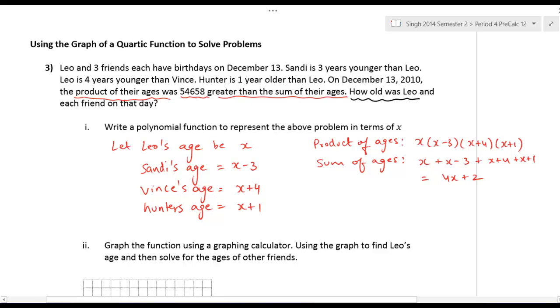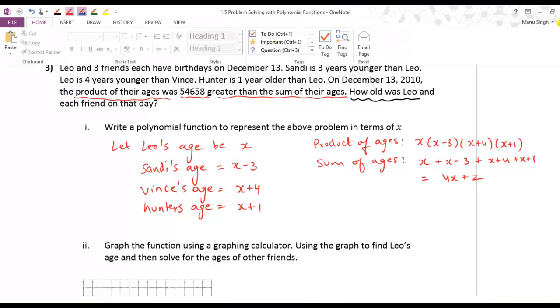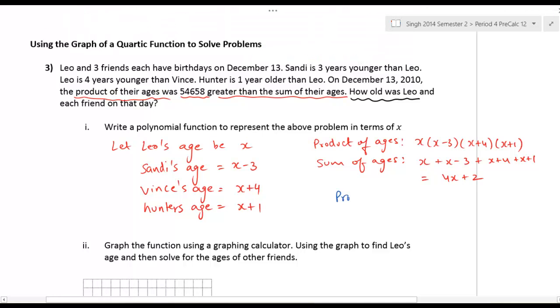We know that the product of their ages is that amount greater than the sum. So what that statement is saying is, if I just make mental notes, the product is equal to this much amount greater than the sum. So sum plus 546 58. Now I can replace the words product and sum with their actual algebraic expressions or polynomial functions.